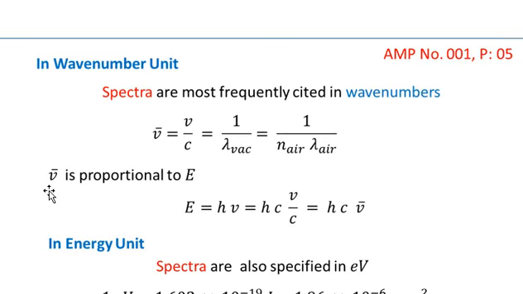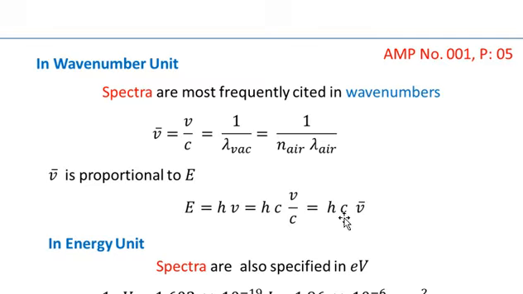The wave number nu bar is proportional to the energy. For example, you see that this expression is equal to h nu, that is, the energy of a photon is given by this expression, and you can multiply by c and divide by c. You have hc multiplied by nu over c. This nu over c is actually nu bar as defined.